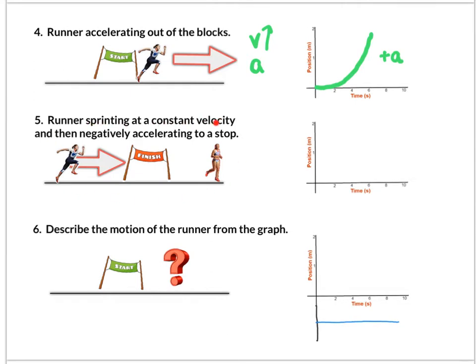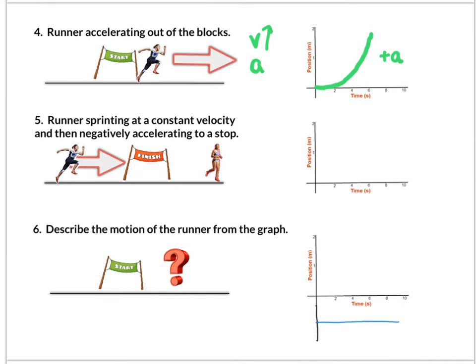All right, number 5, a couple different things going on here. She's sprinting at a constant velocity and then negatively accelerates to a stop. So maybe this is her crossing the finish line at a constant velocity, and then she negatively accelerates to a stop. So there are 2 motions on this graph, constant velocity and negative acceleration.